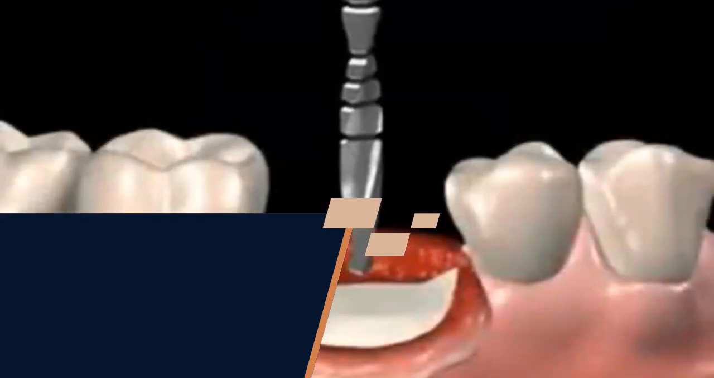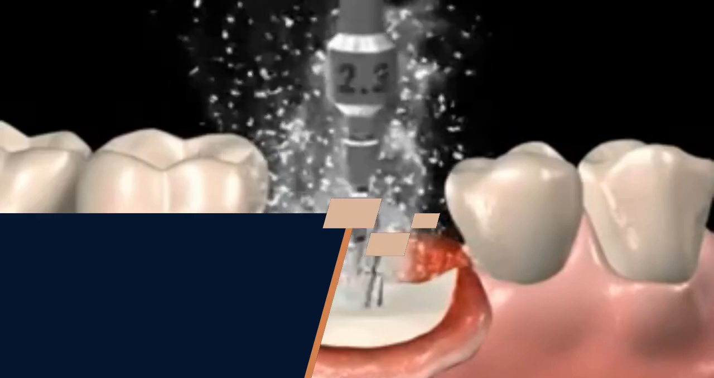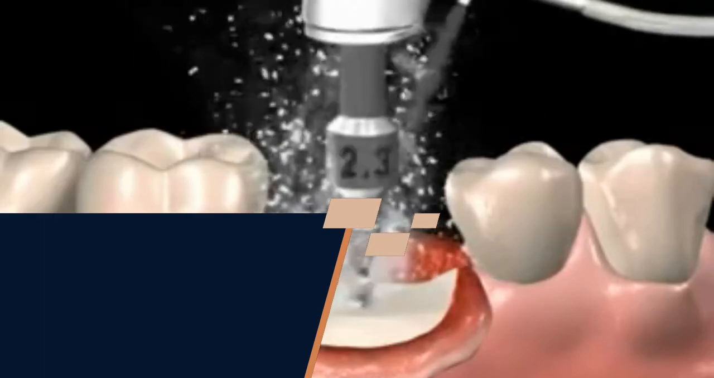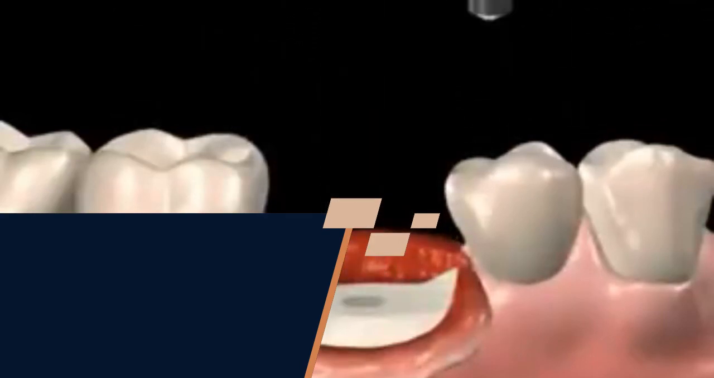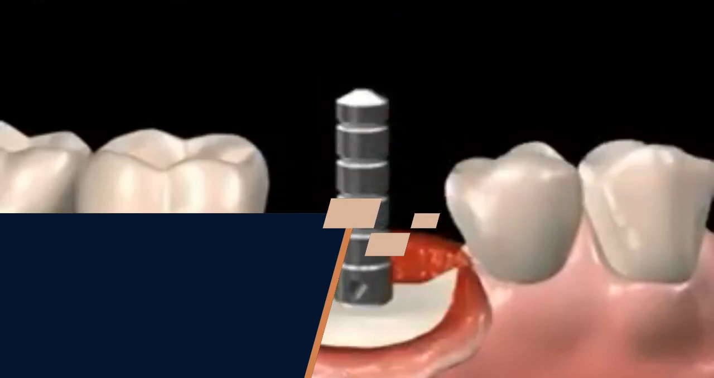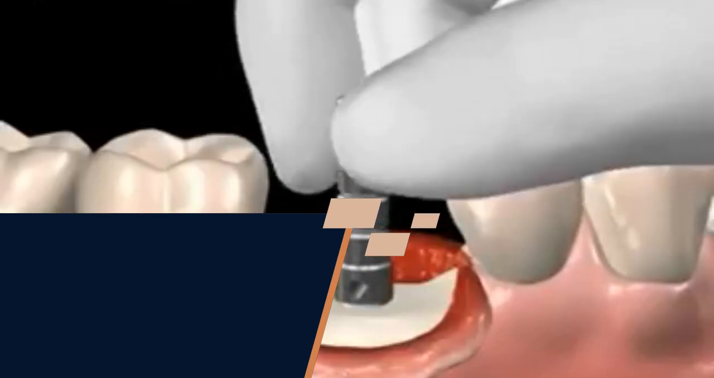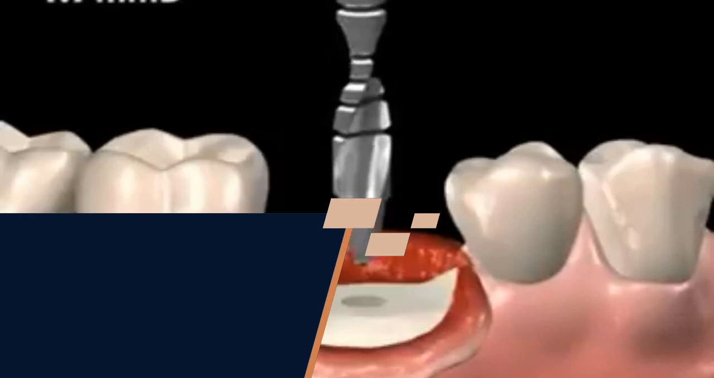The dental implant itself is a small, screw-shaped post that is surgically placed into the jawbone. This post acts as an anchor for the replacement tooth or dental crown that will be placed on top. The implant integrates with the surrounding bone through a process called osseointegration, which allows it to become a stable and permanent part of the jawbone.